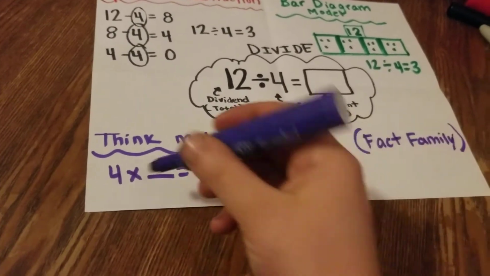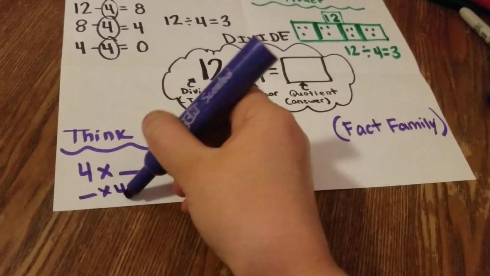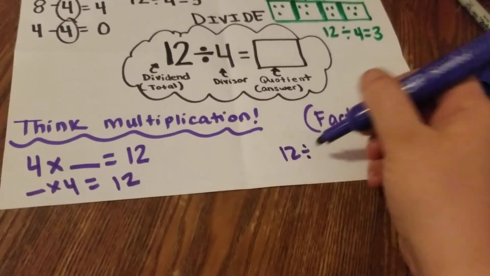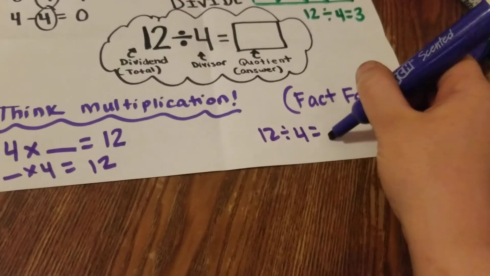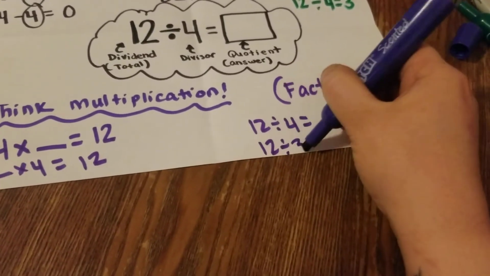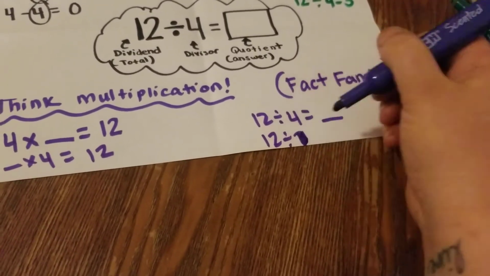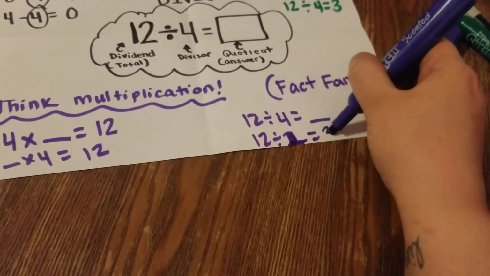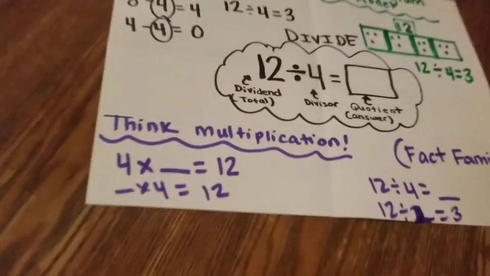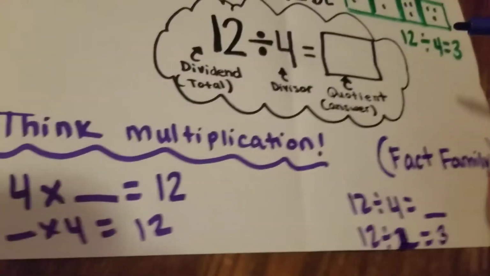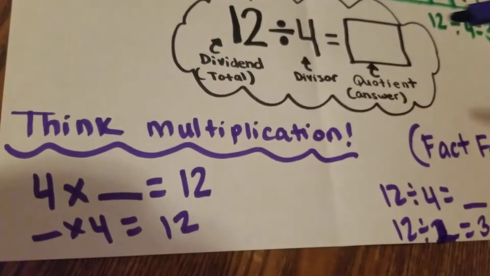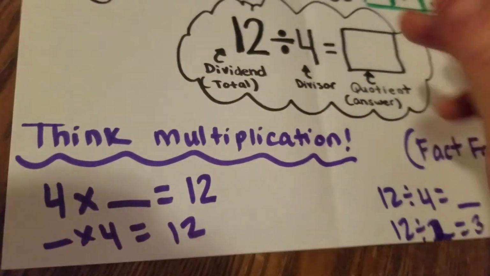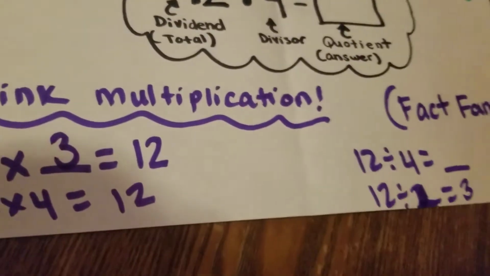4 times blank equals 12. Blank times 4 equals 12. If I want to keep going with my fact family, I'd say 12 divided by 4 equals blank, and 12 divided by 3. Oops, I just gave you the answer. 12 divided by blank equals 3. All right, I'm going to start at 4 and count by 4s till I get to 12, and that's going to be my answer. Ready? 4, 8, 12, 3 times. 4 times 3 equals 12.